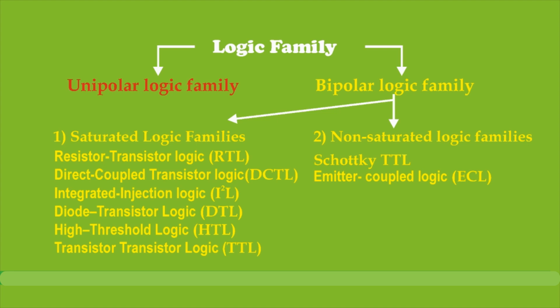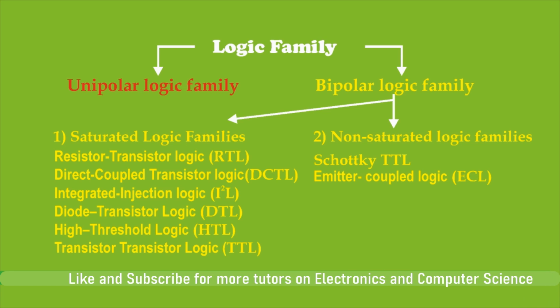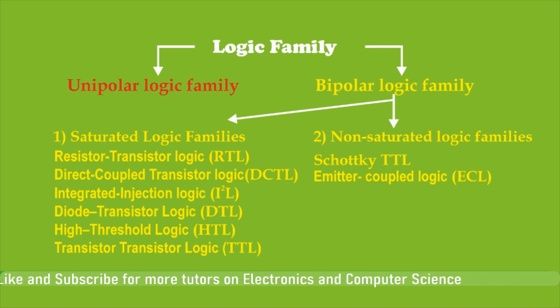The types are Schottky TTL. Schottky TTL means the diodes are constructed using Schottky diodes. Schottky diodes we have already discussed in 11th. A Schottky diode is a combination of metal and one kind of semiconductor. That means an N-type semiconductor is used at one end, and at the other end metal is used.